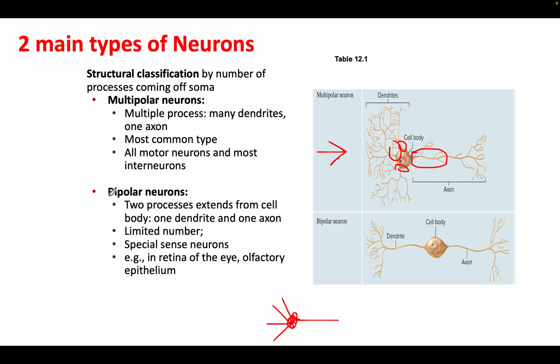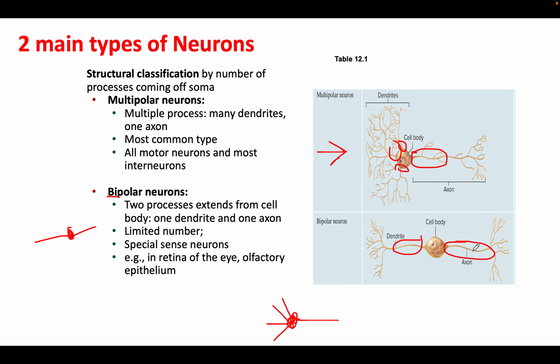Now for bipolar, the term bi just means two. So here we have a cell body, and we have one extension in one direction, and we have another extension in the opposite direction, right? So when we look here, we have one dendrite here, and we have one process, one axon right here. Okay, so this is a bipolar neuron.